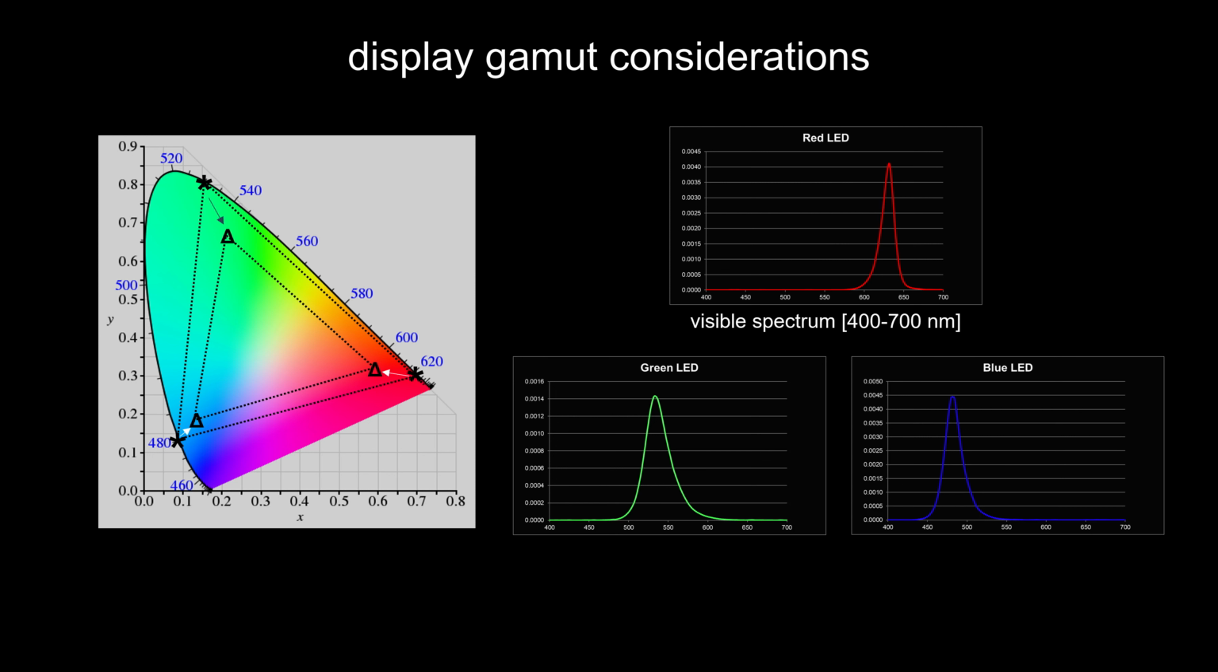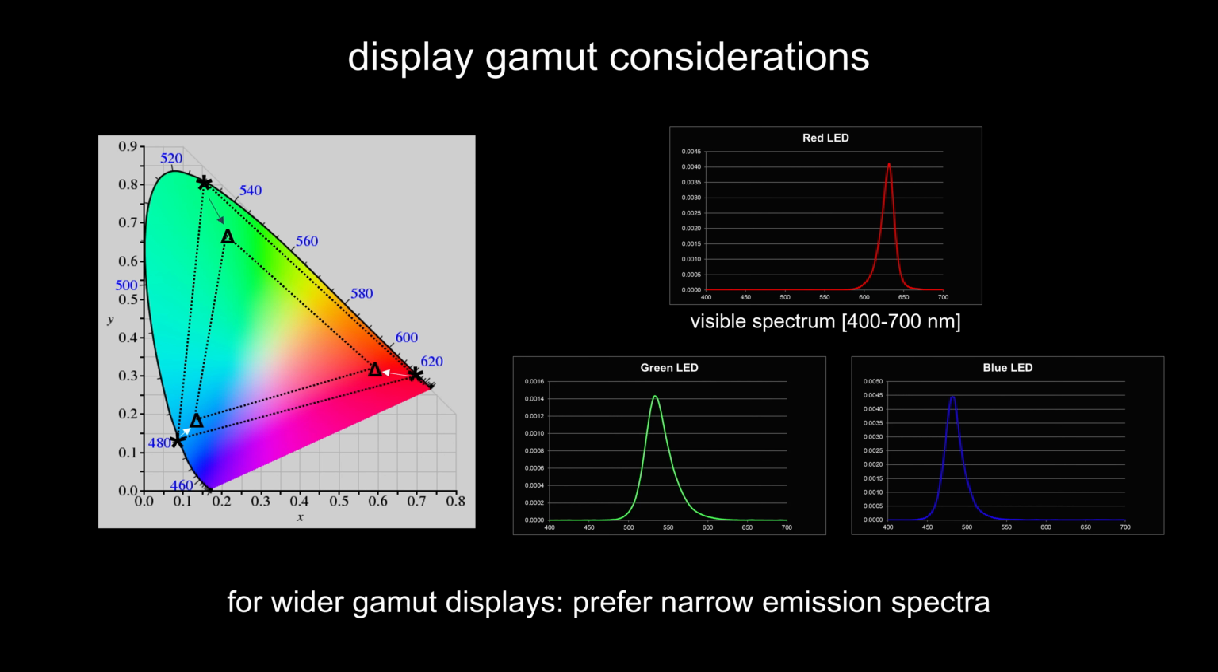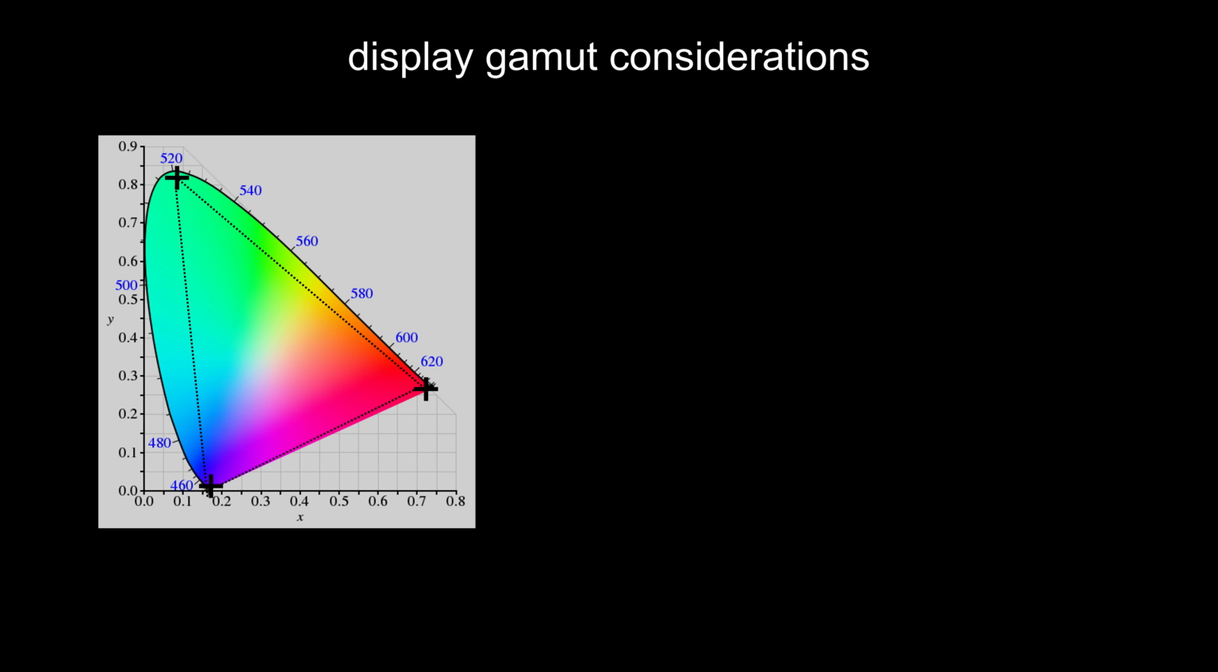So what does this actually mean for us when we're thinking about displays? Next. If we want to make displays that can show a lot of different colors, we want to have a wide color gamut, which means that we prefer to have narrow emission spectra. Okay, this makes sense. You can go to the next slide.